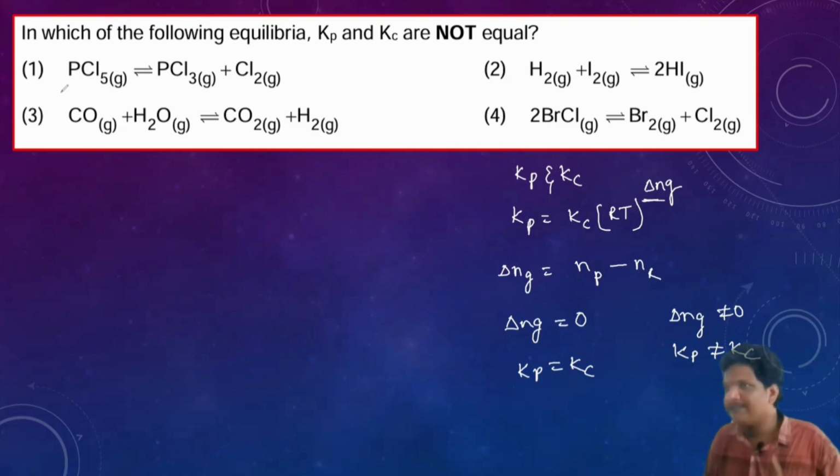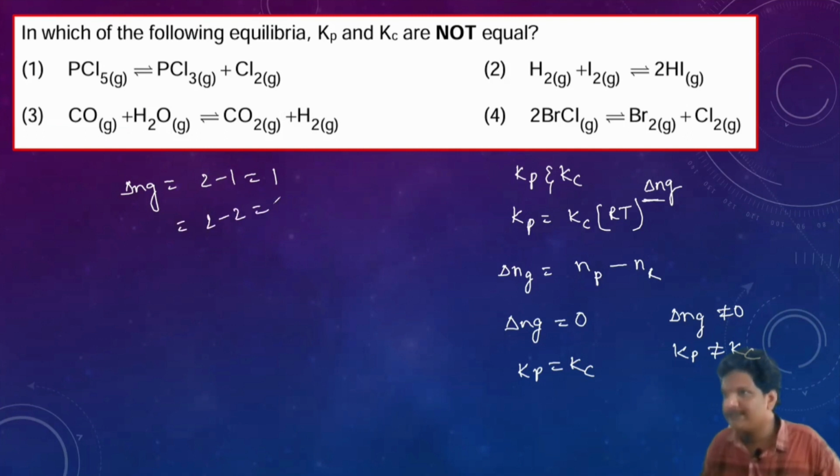Now let us check the delta Ng value for each and every reaction. If you take the first reaction, PCl5 gives rise to PCl3 plus Cl2. Here we have 1 mole of reactant and 2 moles of products. So delta Ng is equal to 2 minus 1, that is 1. Okay. For the second reaction, reactants are 2 molecules and products are 2 molecules. So 2 minus 2, that is 0.